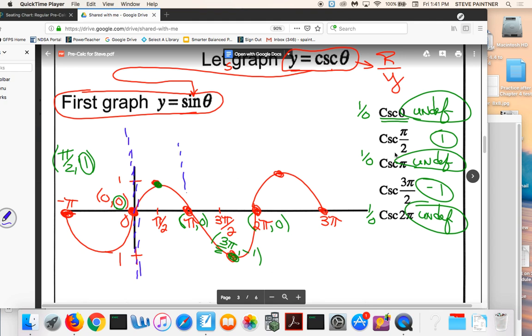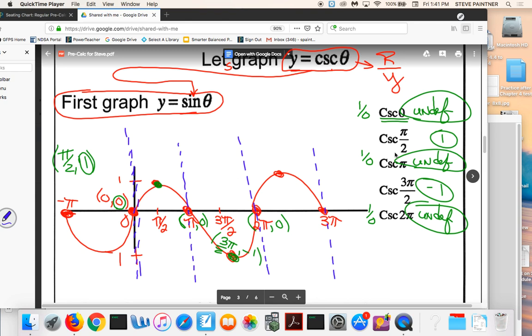So every time at 0 you said undefined, and at pi you get undefined, at 2 pi you get undefined. So where do you get undefined, by the way? Whenever the answer for sine is 0. If you flip 0, you get undefined. So every time it touches the x-axis, you're going to have what? An asymptote. Okay? So where's the next asymptote? At 3 pi. Okay.